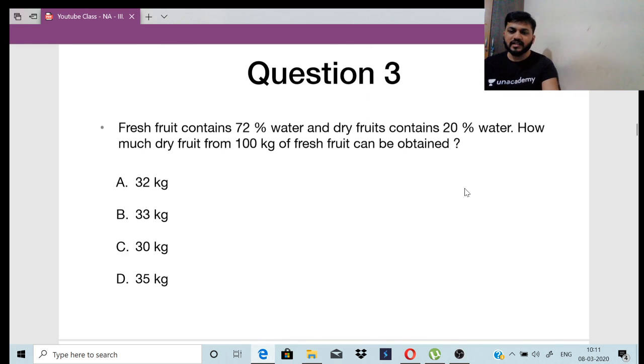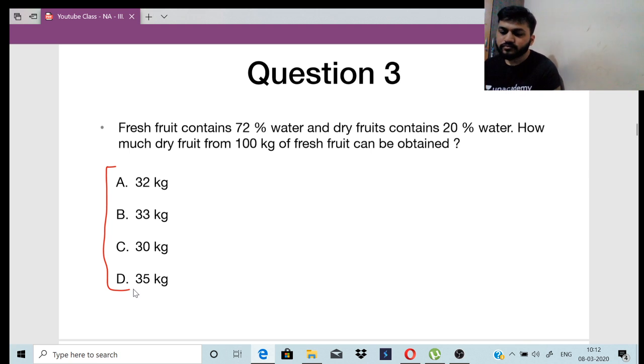Chalo, we'll see another question of mixture and alligations only. Fresh fruit contains 72% water and dry fruits contain 20% water. How much dry fruit from 100 kg of fresh fruit can be obtained? Okay, fresh fruit contains 72% water. Dry fruit contains 20% water. So how much dry fruit will be there from 100 kg of fresh fruit? Right, here are your four options.